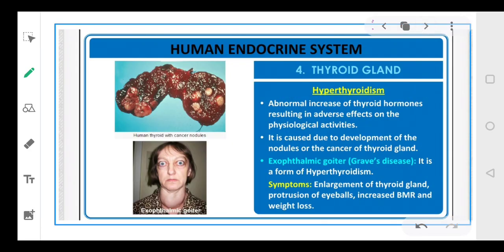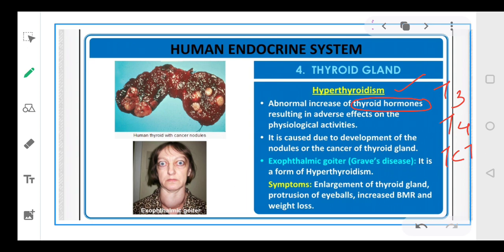Then there is hyperthyroidism. Hyperthyroidism means, hyper means more. The thyroid gland is not functioning normally and it is producing large quantities of thyroid hormones. Hyperthyroidism means when large quantities of thyroid hormones, that is your T3, T4 and TCT, are produced in excess quantity. Then also it affects your physiological activities.